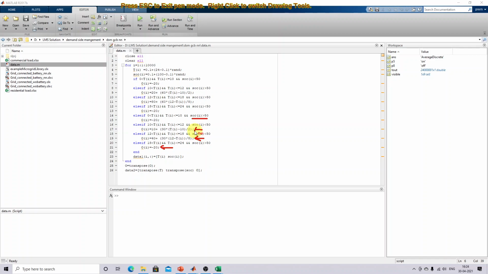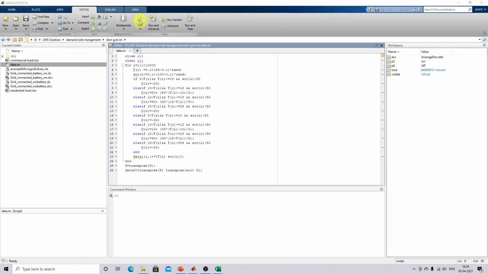In order to frame that neural network, we must generate input and output data. T and SOC are going to be considered as input data. O is going to be considered as output data. O is nothing but the command going to be given to the grid connected battery. Finally, I'm going to make the data. Here data one should be in matrix form, and then this is the output, that means the output data for the neural network.